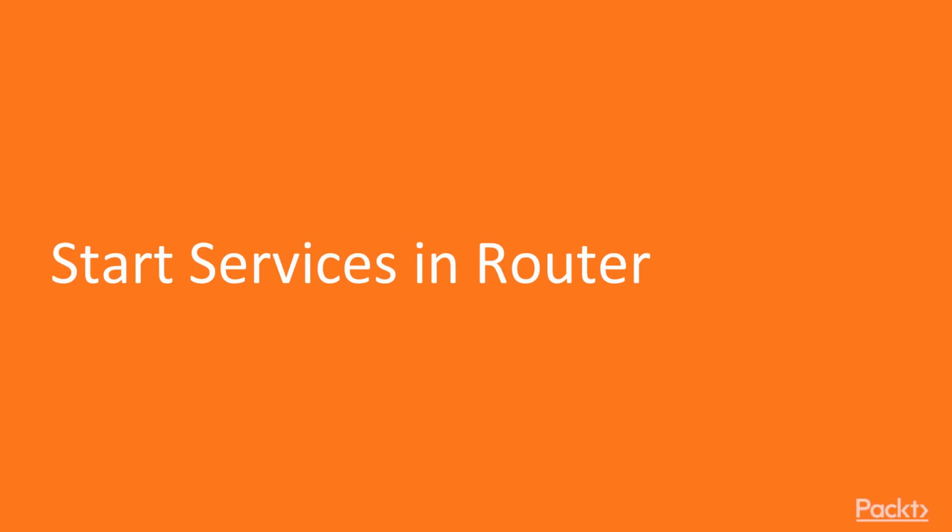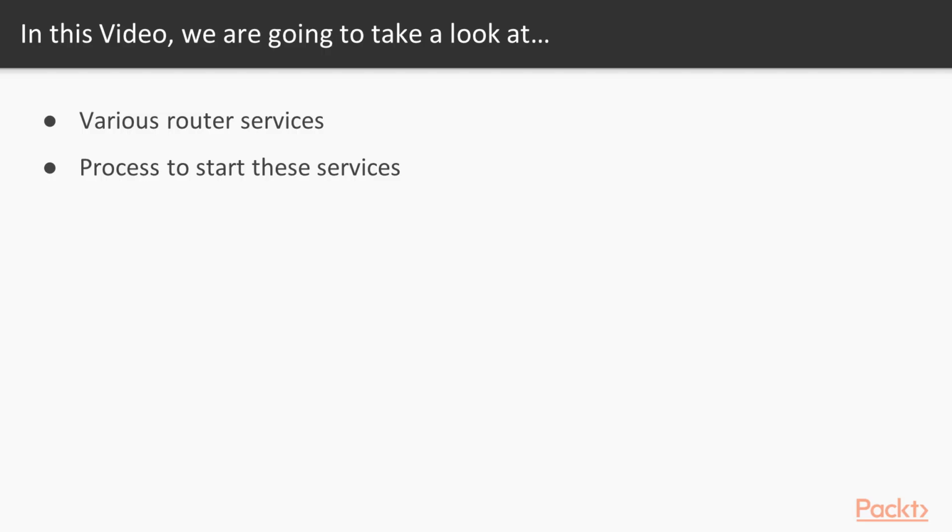Start services in router. In this video we are going to take a look at a couple of points. First of all, we will learn about the various router services and then how you can start these services inside router. So I will also tell you the process. In the previous video we have successfully downloaded and installed VIOS inside a virtual machine, that is VMware Workstation, and I will resume from there. In this video we will cover how you can start the services, how you can assign the IP address, and how you can connect your VIOS with the Kali Linux operating system.